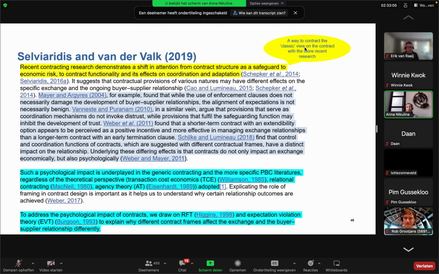Then the next type, what I think is interesting, is to really see how the logic evolves. Yeah, so here the authors present the recent research.